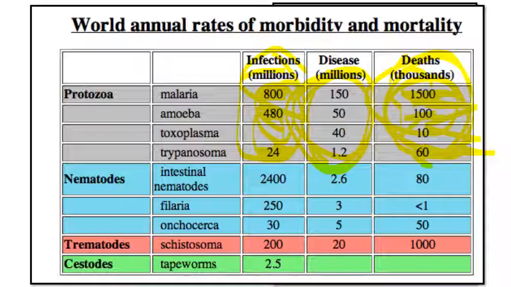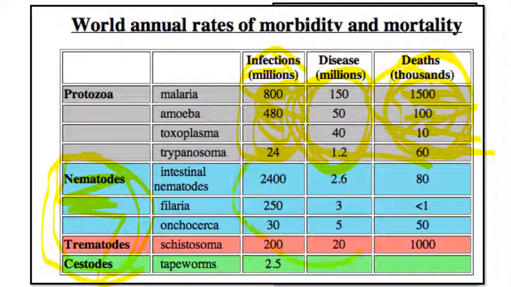And then in the category below that, you can see nematode diseases are quite significant as well. In fact, more people are infected by nematodes than by protists. Nematodes are one of the helminths, along with trematodes and cestodes. In fact, these three categories at the bottom are all helminths, so nematodes, trematodes, and cestodes are all worms, worm infections. Now you can see that they are not trivial either. There are a lot of deaths, a lot of infections from those organisms as well.